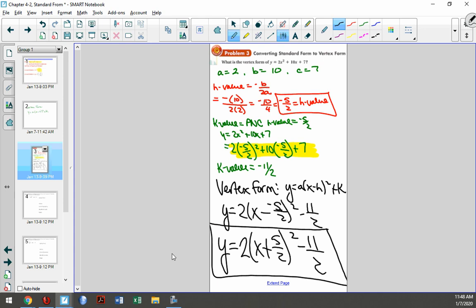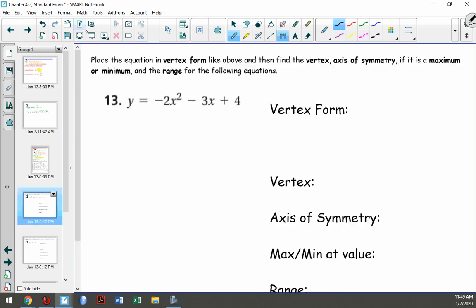Now the next 2 slides in your notes is exactly the way your homework is. Do y'all understand this? I gave you an example of how to just find the vertex form. Now we're going to actually do problems like you would do out of your homework. You ready? So here we go. Place the equation in vertex form. Then find the vertex, axis of symmetry, and if it is a maximum or minimum, and the range for the following equations. Those are the directions straight out of tonight's homework. Okay, are we ready?